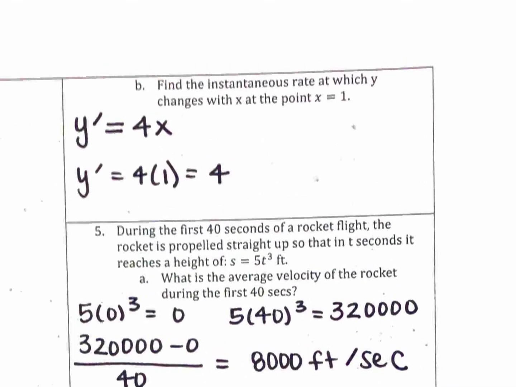Find the instantaneous. Remember that word instantaneous means we have to use the derivative. So we find the derivative function, y prime is 4x, and for a time value of 1, 1 gets plugged in for x, we would get 4.